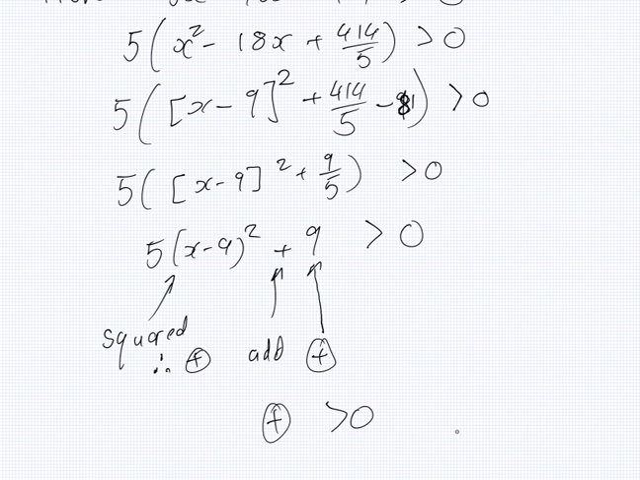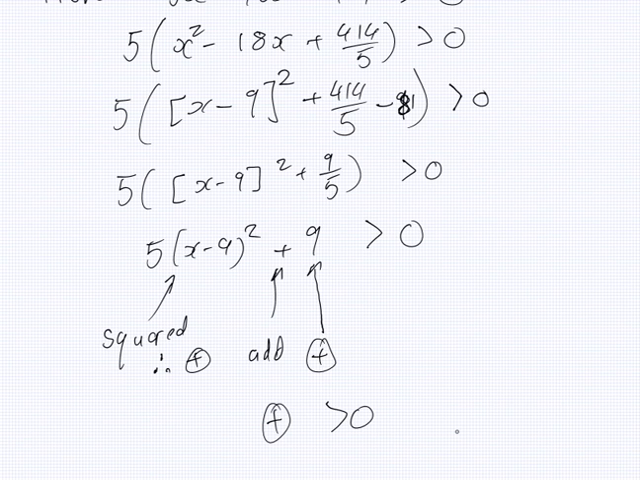The square is on the x minus 9. Square and square are the same word in English, a double meaning. So the square is on the x minus 9.